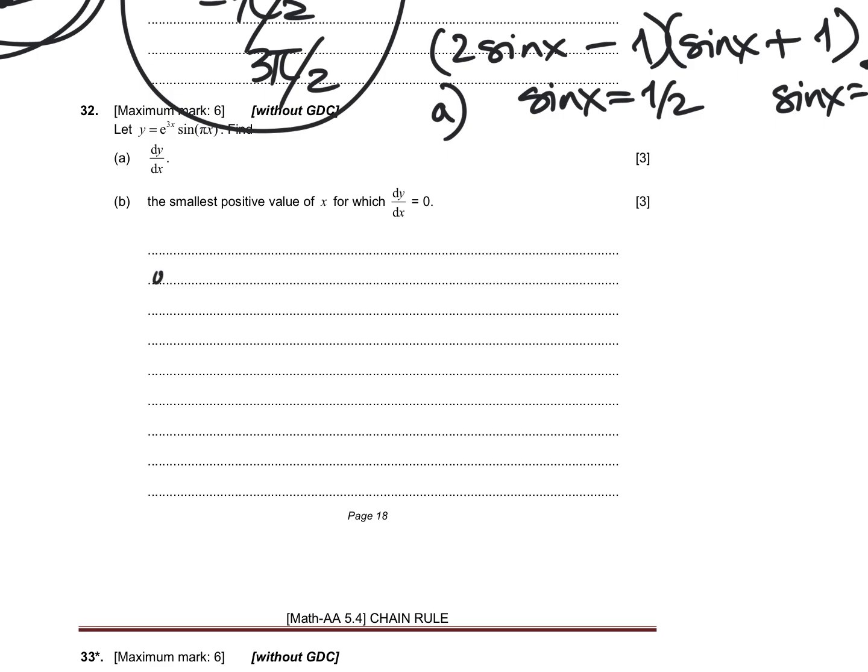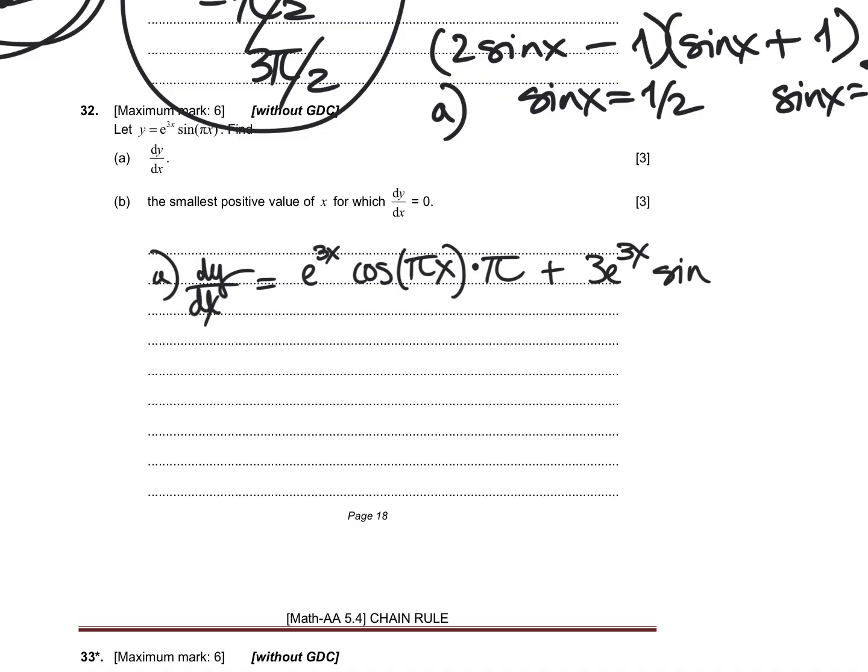Okay, 32, we've got this function. Find dy dx. So for a, dy dx is going to be the first times the derivative of the second, pi x, times pi, because of chain rule. And then plus the derivative of the first, which is 3e to the 3x, times the second, which is sine pi x.